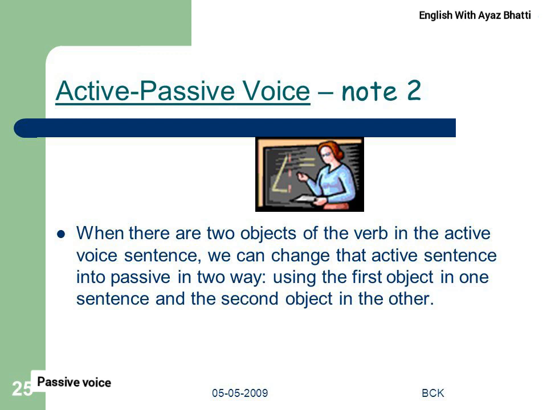Active passive voice, note 2. When there are two objects of the verb in the active voice sentence, we can change that active sentence into passive in two ways, using the first object in one sentence and the second object in the other.